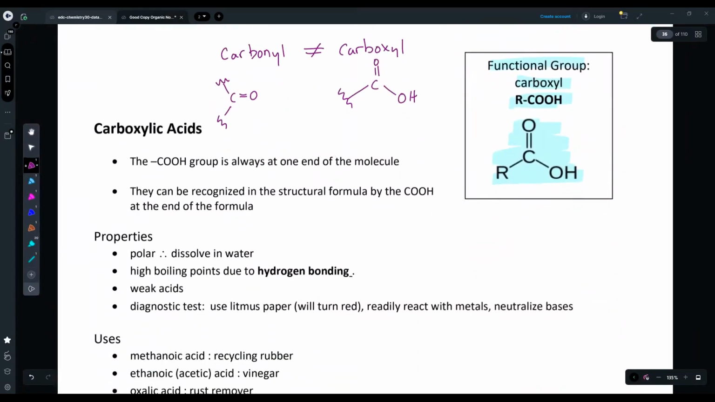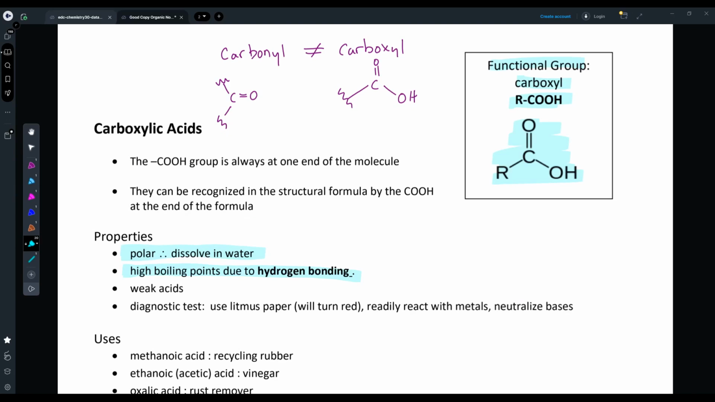Some properties of carboxylic acids: they're going to be polar, and that's because of the presence of oxygens in the compound there. Because they're polar, they're going to dissolve in water, which is another polar substance. They're going to have pretty high boiling points due to the fact that they can hydrogen bond, they will have dipole-dipole attractions, and they will have London forces. As the name carboxylic acid indicates, these are acids, however, they're going to be weak acids.